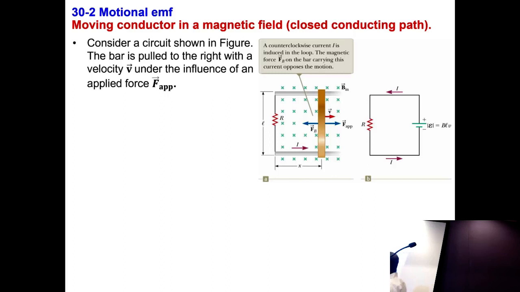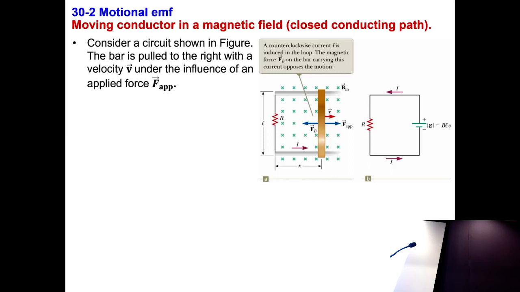And so the current that is induced, originally we did not have a battery. This is a circuit without a battery. But when we start moving this bar, we start changing the flux through the circuit. We induced an EMF here, and when we induce the EMF, we start having a current.